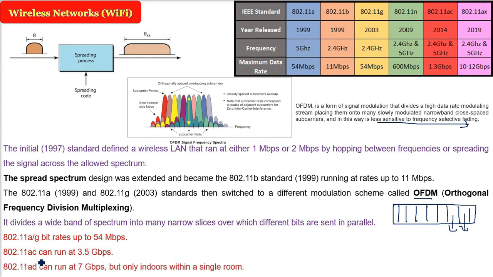So we have AG, AC, AD, and this AD I'm talking about because it will work only in the indoors because it cannot penetrate the wall. Okay, so we will have the extension and the extender kind of thing.